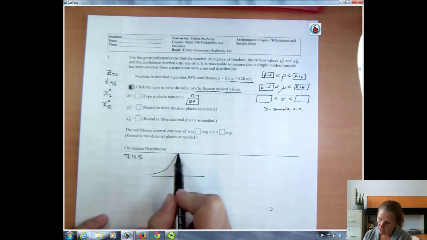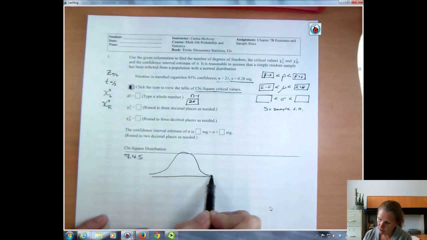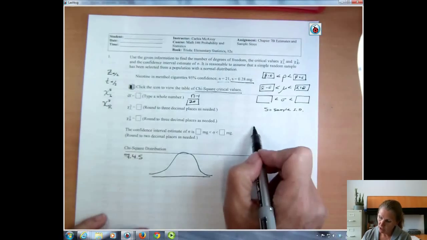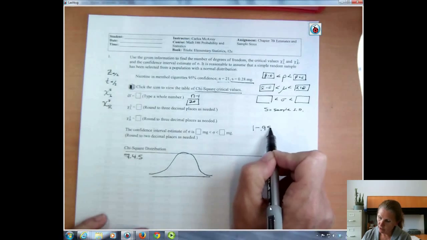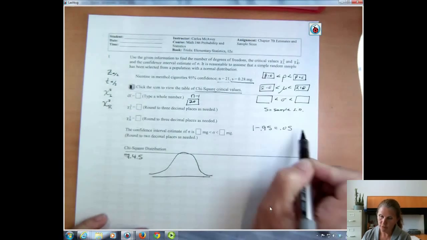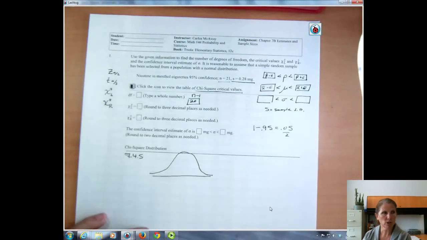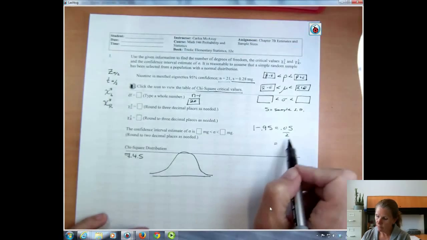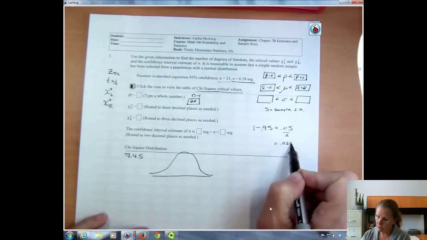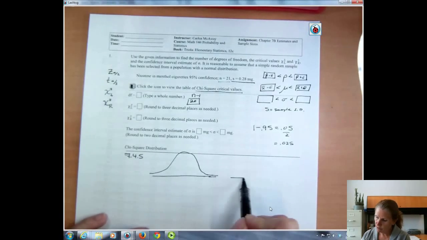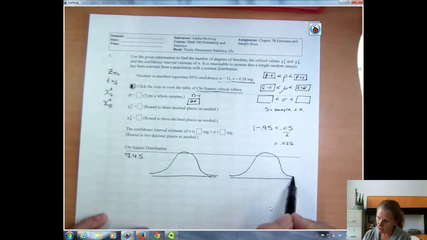First of all, I know that it gives me the confidence level, which was 95%. So if I take 1 minus 0.95, I get 0.05, right? And if I divide that by 2, because we're talking about the area in two tails, I get 0.025. That number shouldn't be different. What should be different to you is that we're talking about the area to the right of that when we talk about the chi-square table.